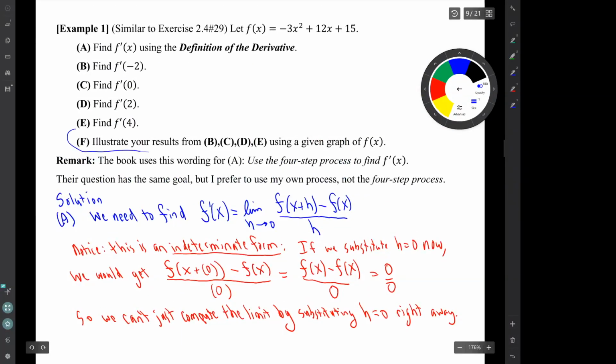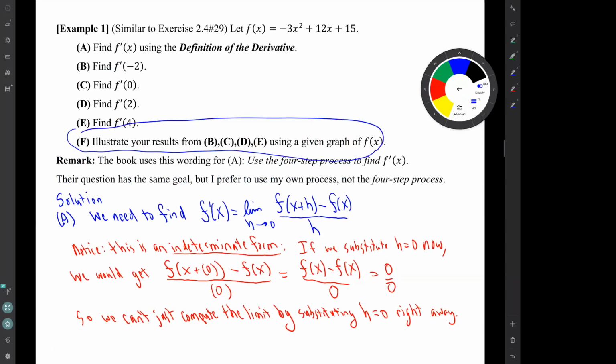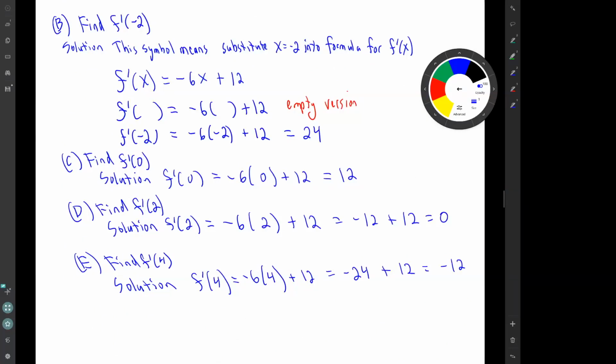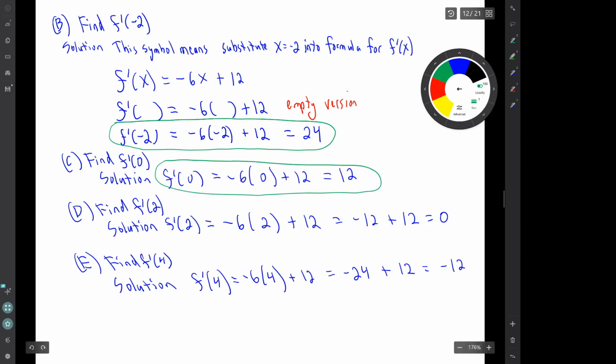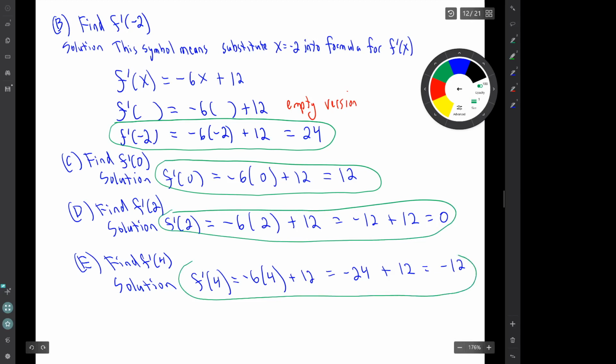In question F, we're supposed to illustrate those results using a given graph of f. How are we supposed to illustrate these results? What do these results have to do with the graph? We have this result that f prime parentheses negative 2 is the number 24. We have this result that f prime parentheses 0 is 12. And this result, f prime parentheses 2 is the number 0. And this result, f prime parentheses 4 is the number negative 12. We have those four results. What do those have to do with the graph?